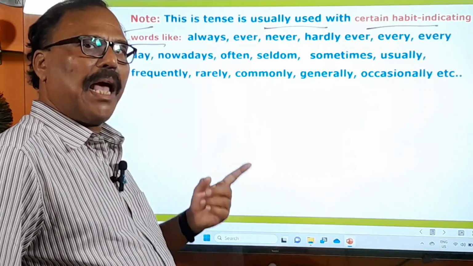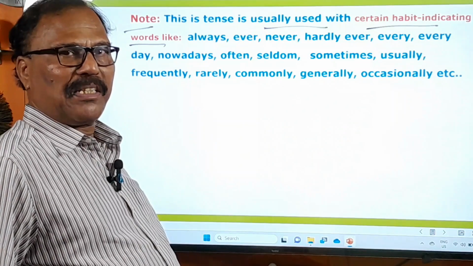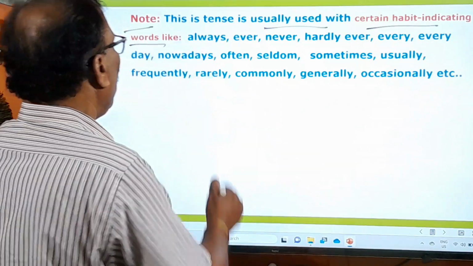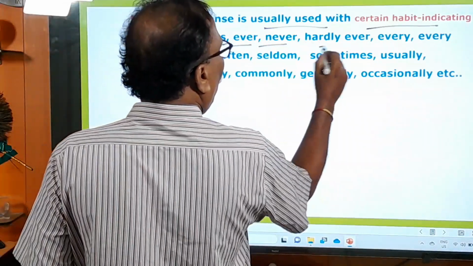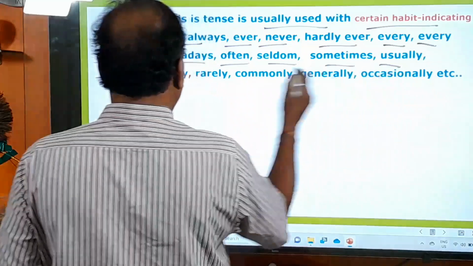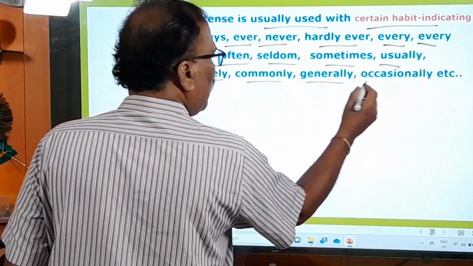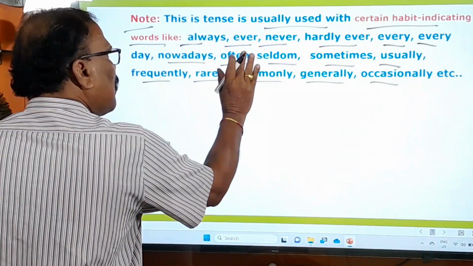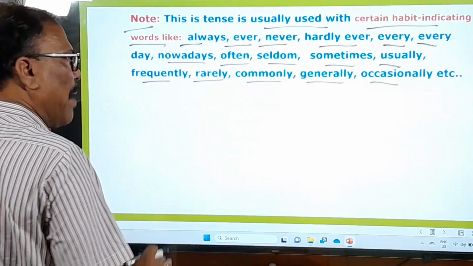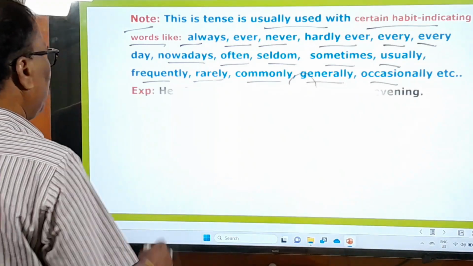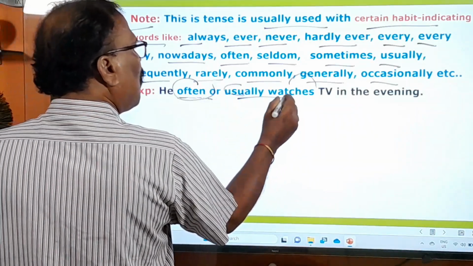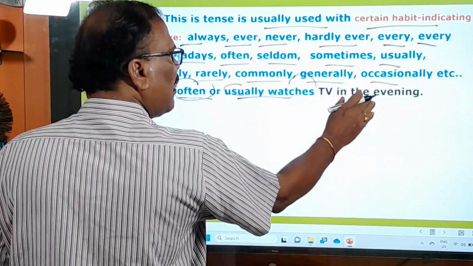Then if it is a habit, what should we do? We have to express it in the simple present. That's how we have to calculate the things. So always, ever, never, hardly ever, every day, nowadays, often, seldom, sometimes, usually, frequently, rarely, commonly, generally, occasionally. These are all the words, they indicate habits. Okay, therefore they are called habit indicating words. So, he often or usually watches TV in the evening.